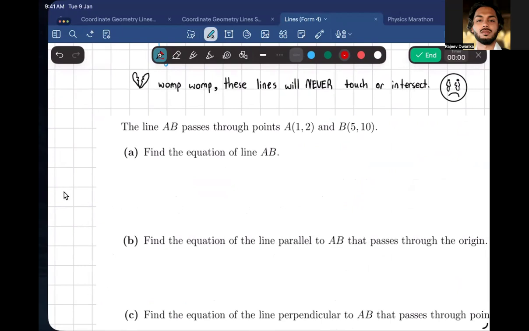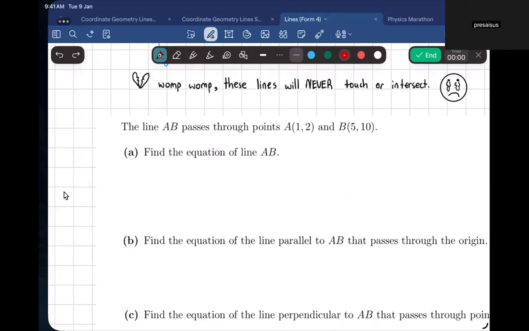Priscus, how do you find the gradient given 2 points? The gradient of a line. Yeah, because here, right, Priscus, in part A, they are asking us to find the equation of line AB, right? That's what they're asking us. But to find the equation of a line, what are the things you need for the line? You need 2 points to find the gradient.